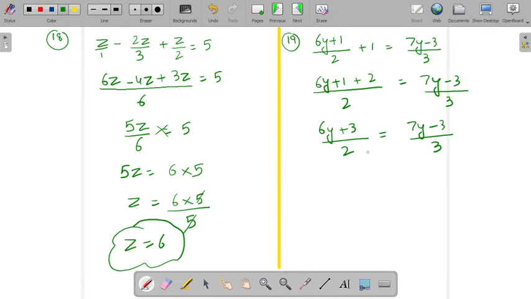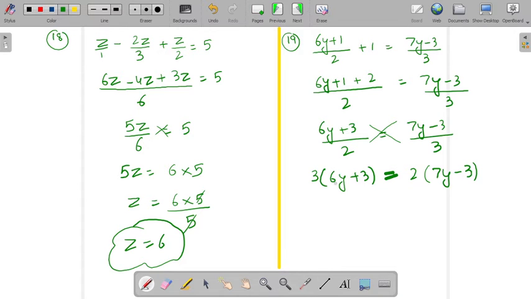Now tell me, what should be the next step? This is a little bit the same as this concept. So what you will do, you will cross multiply. But keep in mind, this 3, while doing the cross multiplication, you will multiply this 3 with the whole term. You will put it in the bracket. Similarly, this 2 you will multiply with this whole term. So 2 and in the bracket 7y minus 3.